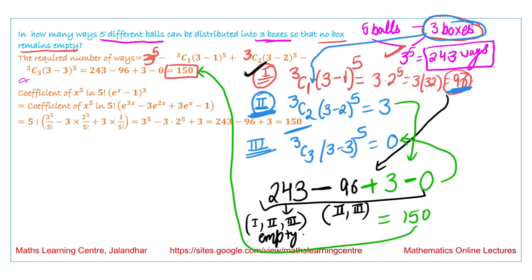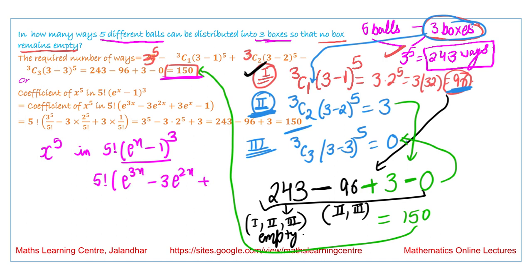Another way of solving this is, this value is basically the coefficient of x raised to the power 5 in 5 factorial times (e raised to the power x minus 1) raised to the power 3. If I open this term, I will get 5 factorial into e raised to the power 3x minus 3 e raised to the power 2x plus 3 e raised to the power x minus 1. We are talking about the coefficient of x raised to the power 5 in this term.